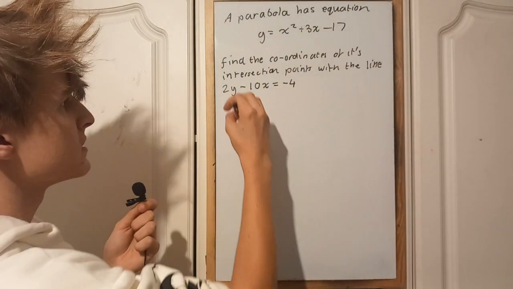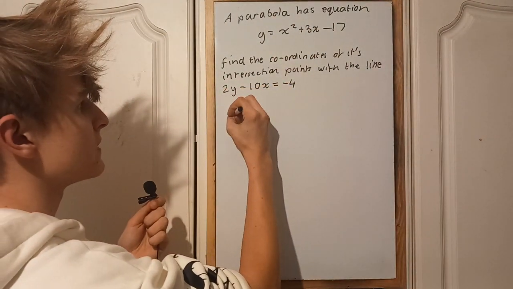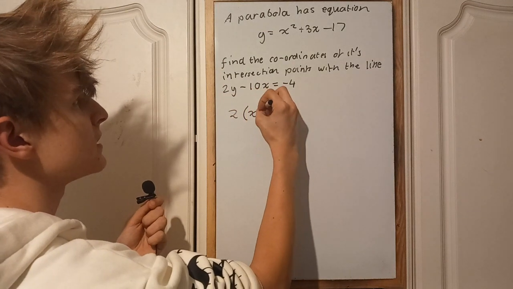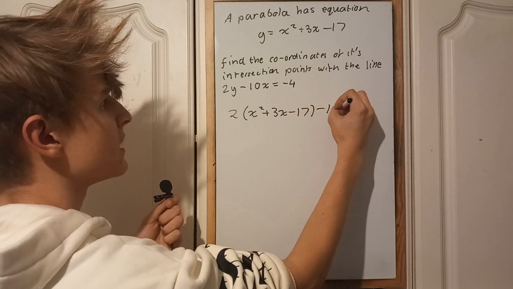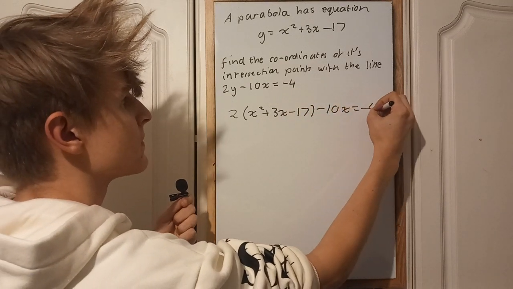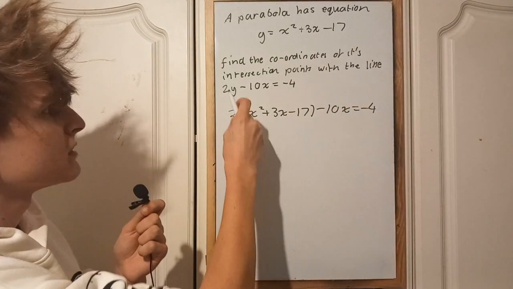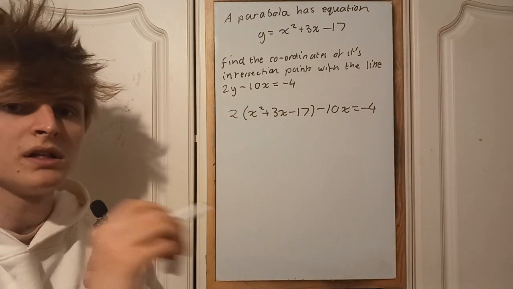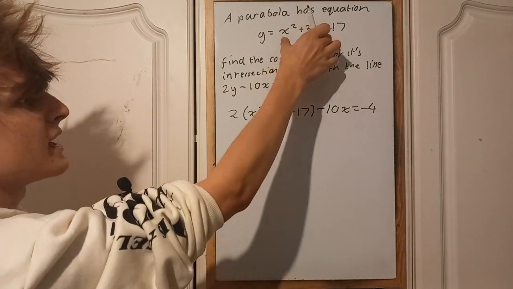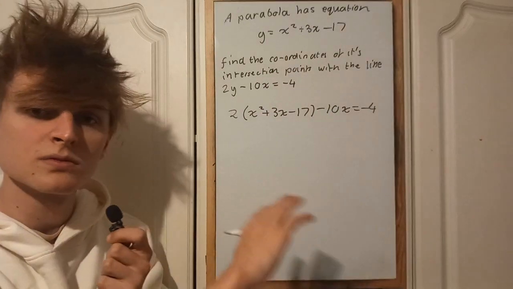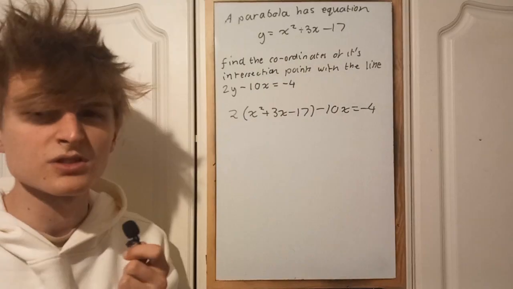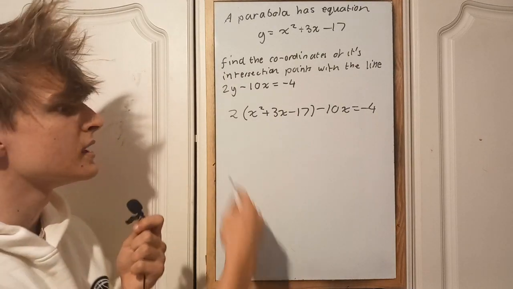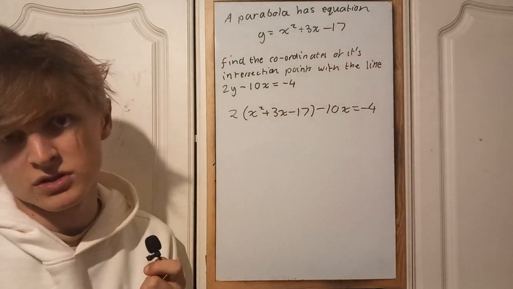Okay, let's do that. So using this equation here, we get that 2 times x squared plus 3x minus 17 minus 10x equals minus 4. By the way, you could have also rearranged this to get it in the form of y equals blah, blah, blah, and then set x squared plus 3x minus 17 equal to whatever comes out of that. That's also totally okay. I've just chosen to do it like this because I think it's just a little more clear. Anyway, let's solve this now, solve this quadratic.